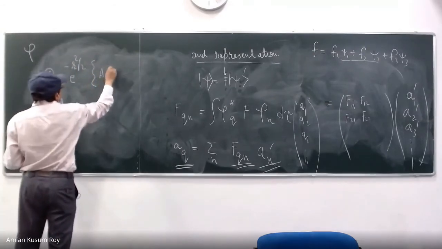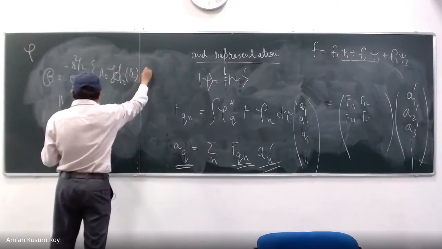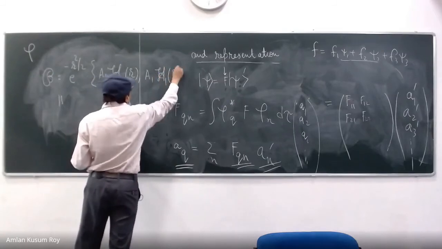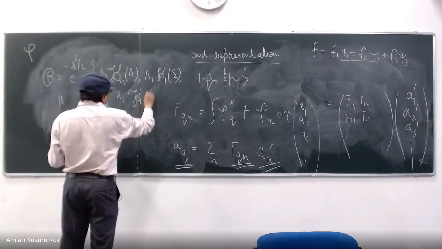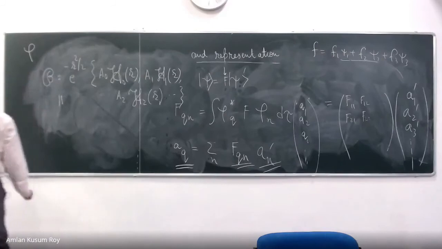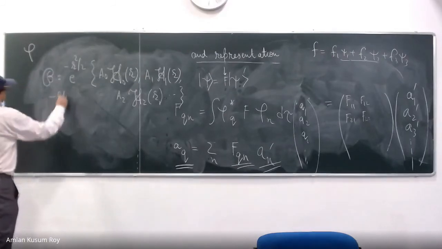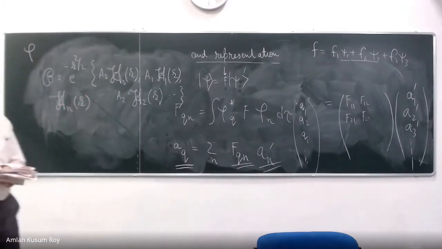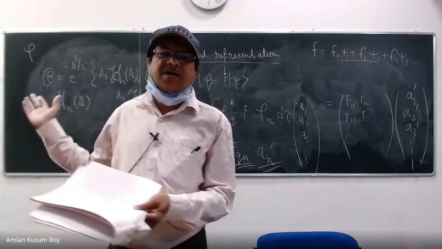a0 h0 zeta, a1 h1 zeta, a2 h2 zeta. So these are the Hermite polynomials. Okay, so suppose this is my basis. What is Hn of zeta? Hn of zeta is the nth order Hermite polynomial. Harmonic oscillator wave functions will be written like this, right?